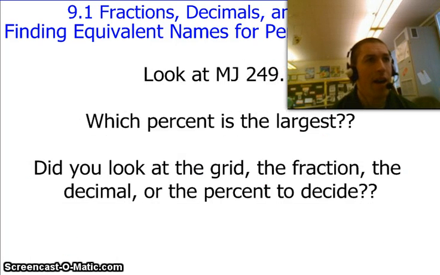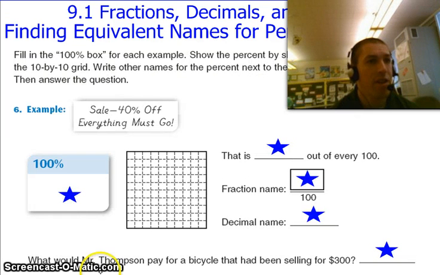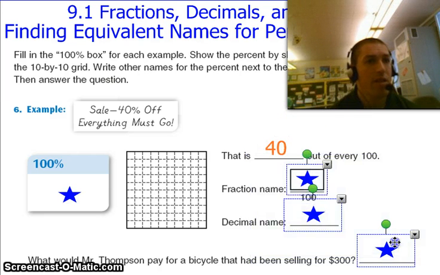Okay. I'm borrowing this from somebody else, so I'm not sure what MJ249 is. So we're going to skip this. Here's another one. Let's see how you do.